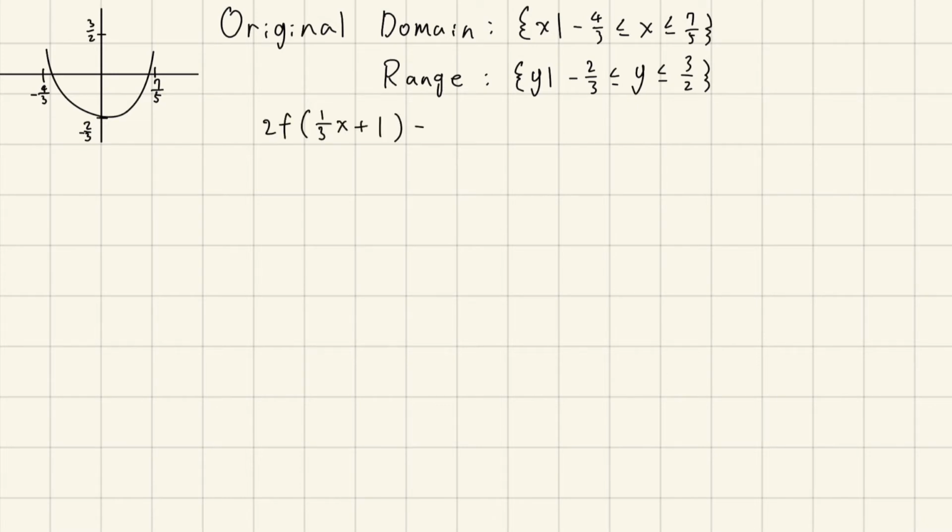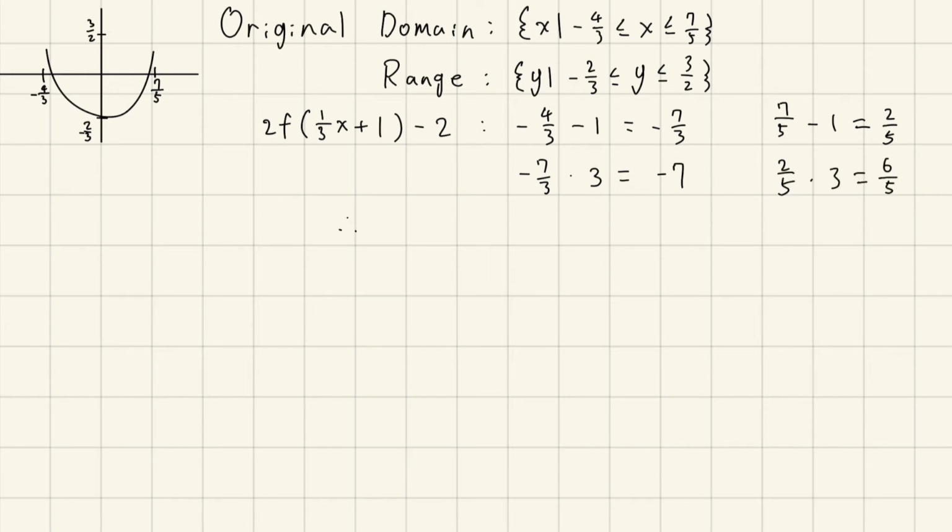The minimum domain will first translate to the left by 1, and then stretch by a factor of 3 to get negative 7. Repeat the process with the maximum domain by once again translating left 1 unit and stretching it by 3. Thus, we'll find our new domain to be negative 7 is less than or equal to x is less than or equal to 6 over 5.